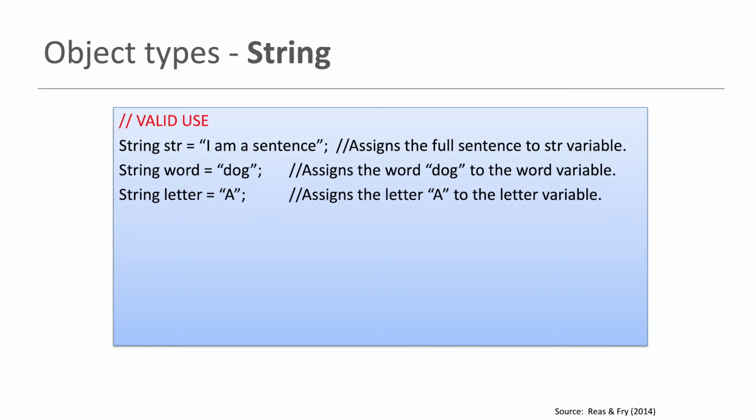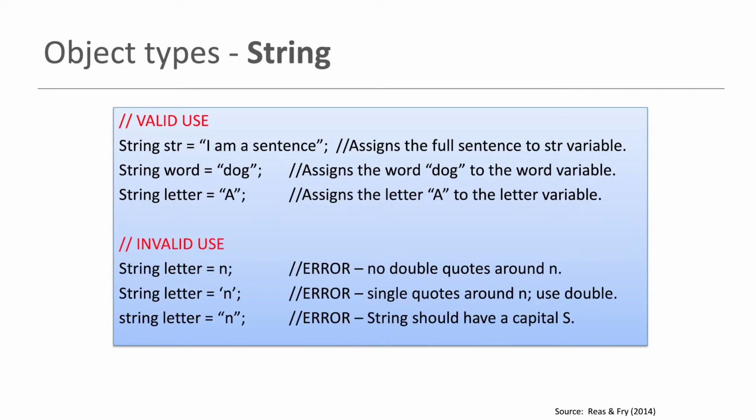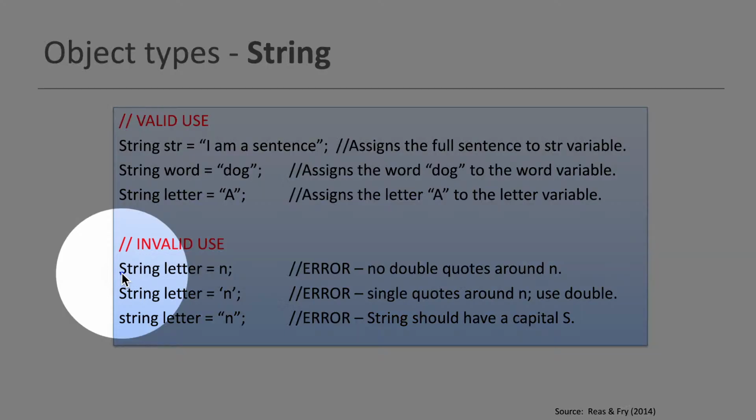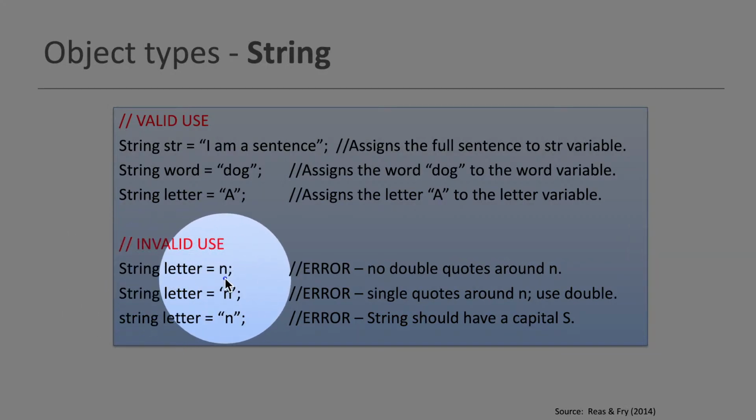So here are some valid uses of strings. "I'm a sentence" in double quotes. String word is assigned a value "dog", in double quotes. String letter is assigned a value "A", and even though it's only one letter, that's still considered a string because it's surrounded by double quotes. Where you're going to go wrong is if you forget to put double quotes around it. Again, if we had a variable n and n was a string, this first one here would be okay. This one here would be okay, but we're just going to assume that what's happened here is you've left out the double quotes.